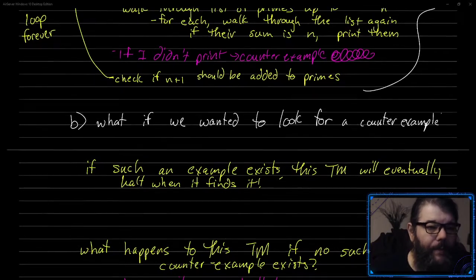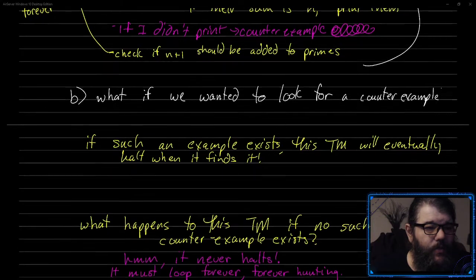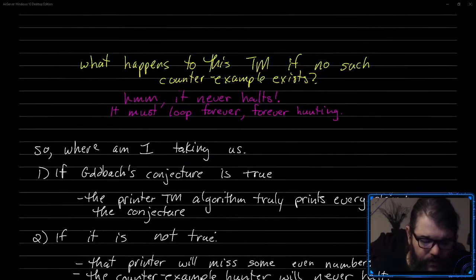So what happens to this Turing machine if no such counterexample exists? Well, if it exists, it's going to halt, but if no such counterexample exists, then this Turing machine is going to loop forever. It's going to hunt forever for this counterexample, and it's never going to find it. Why is that important? Well, what we've done is we've come up with a useful Turing machine that never halts.